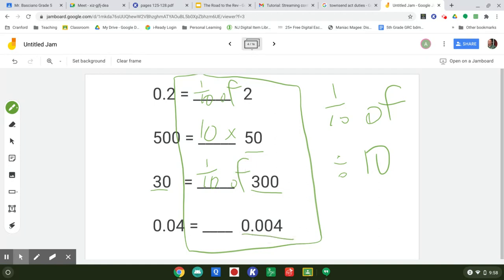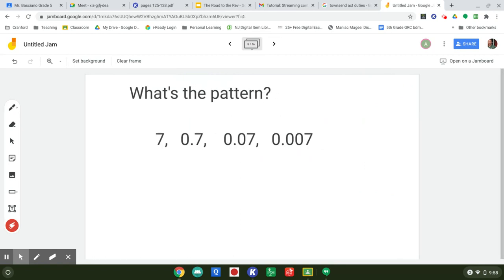And finally, 4 thousandths. How do we make that to 4 hundredths? We're going to multiply by 10. Same thing we've been doing the whole time. 1/10 of is the same as divided by 10. Important fact on there. Here's another thing.